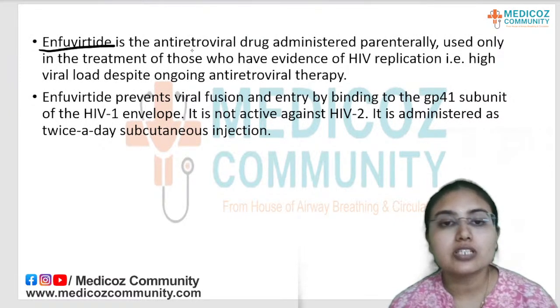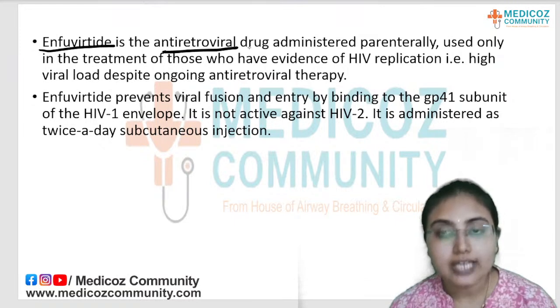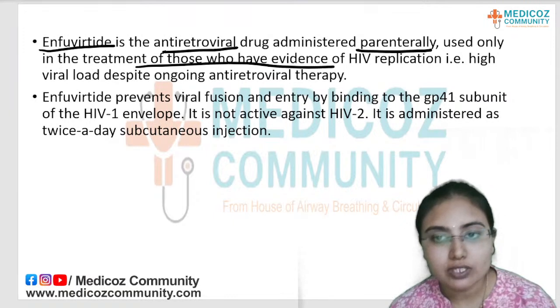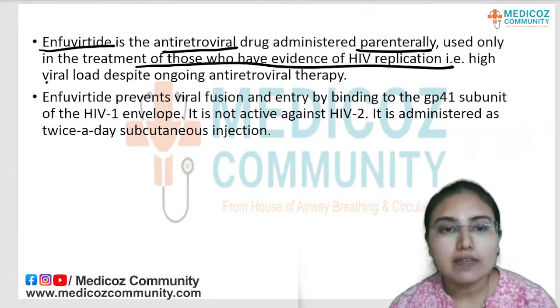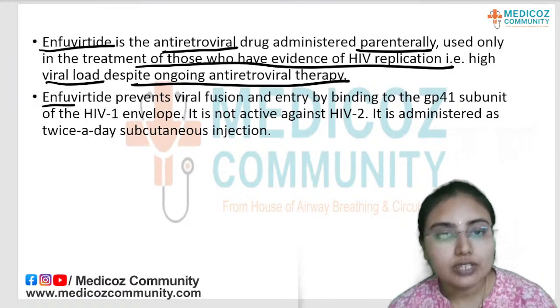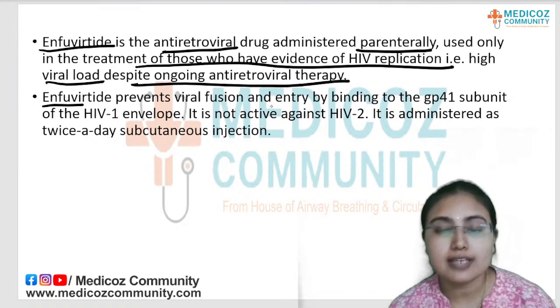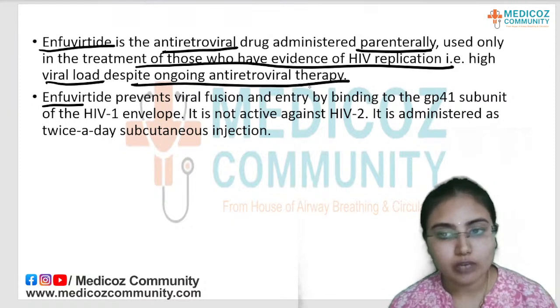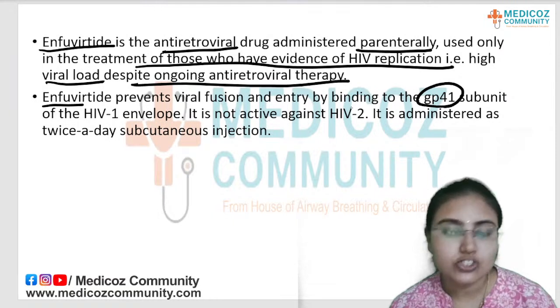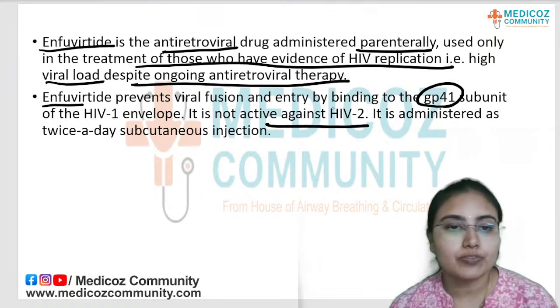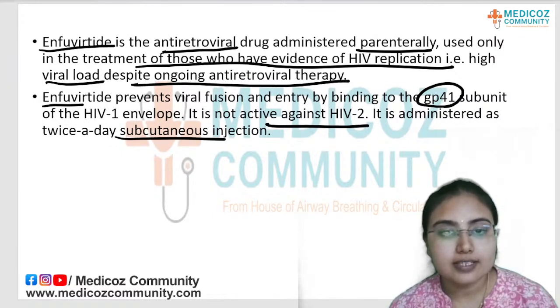Okay, so enfuvirtide is an antiretroviral drug administered parenterally, used only in the treatment of those who have evidence of HIV replication, high viral load despite ongoing antiretroviral therapy. Enfuvirtide prevents viral fusion. So it's an entry inhibitor because it prevents the fusion of the virus into our normal cells. What does it bind to? This can also be a potential question in pharmacology, the GP41 subunit. Okay. It is not active against HIV-2. It is administered as a twice-a-day subcutaneous injection.